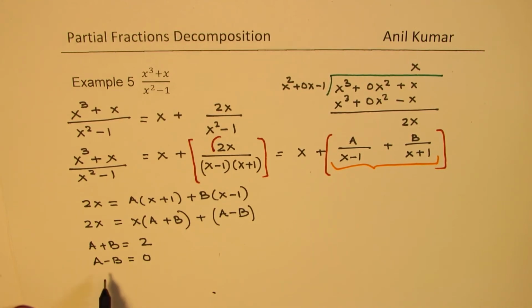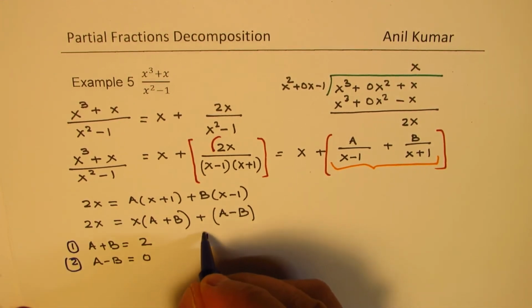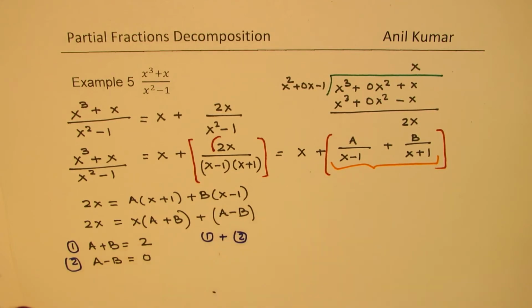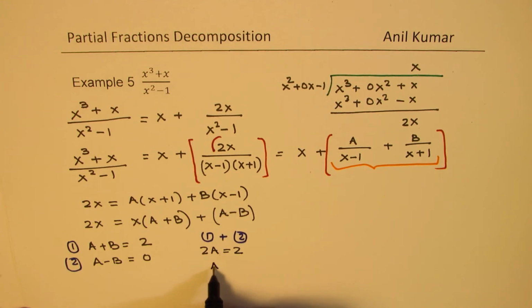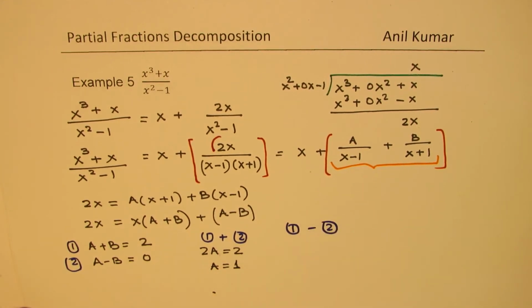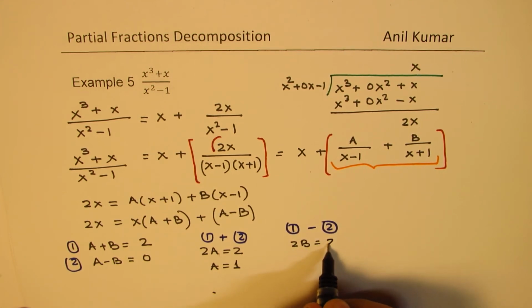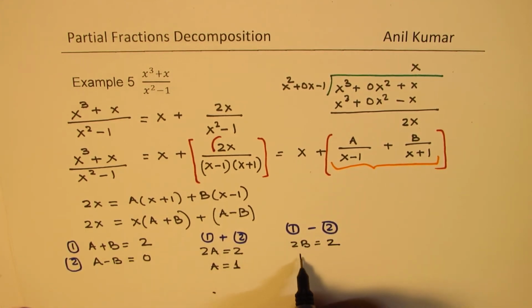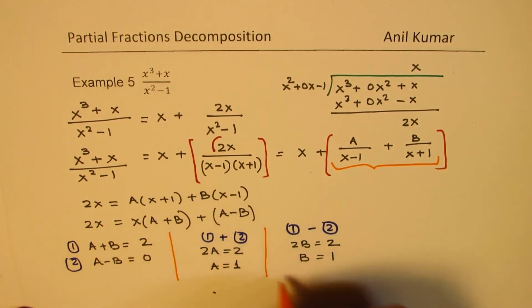That's what we get. Now these are your two equations, equation 1 and equation 2. If I add equation 1 and 2, I get 2a equals 2, or a is equal to 1, correct? If I subtract, if I do 1 minus 2, in that case a and a cancel and we get 2b equals 2 minus 0, which is 2. So we get b also equals 1, right? So we get both a and b as 1.